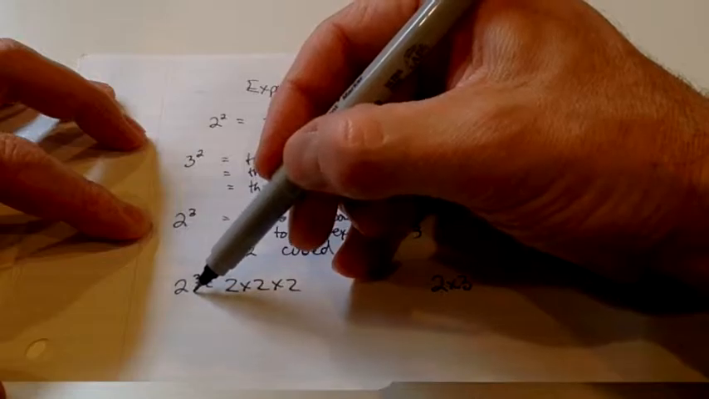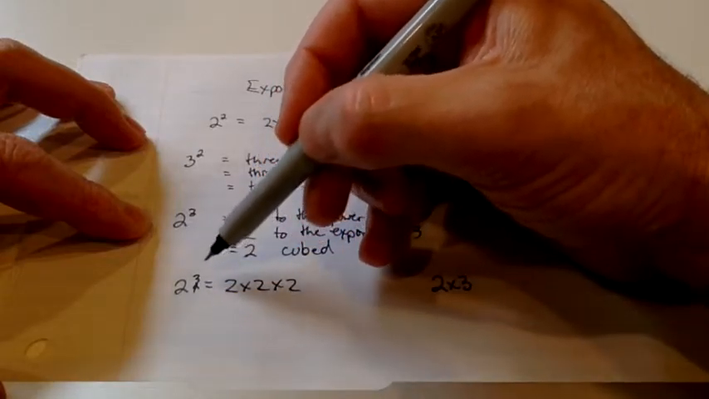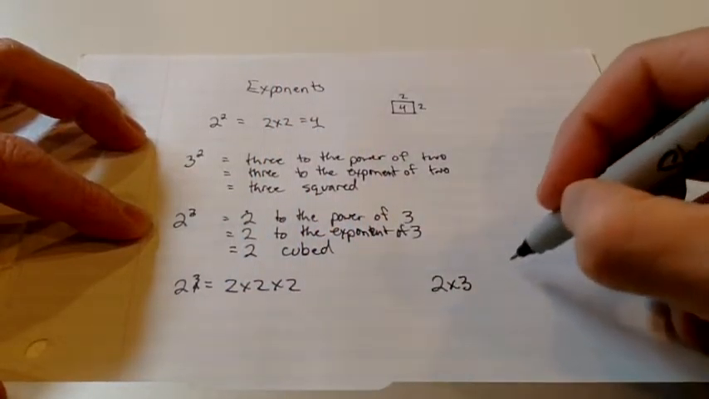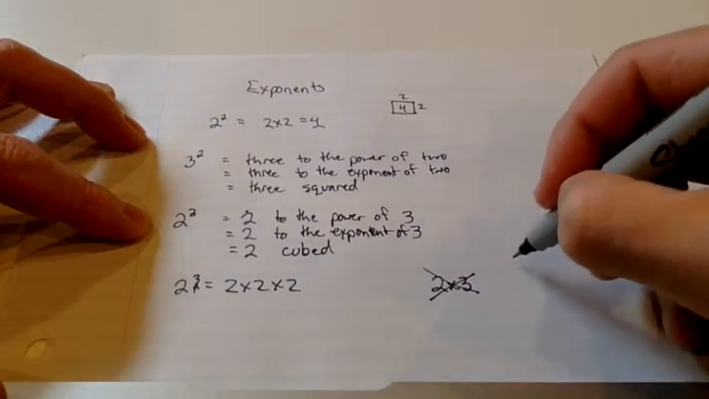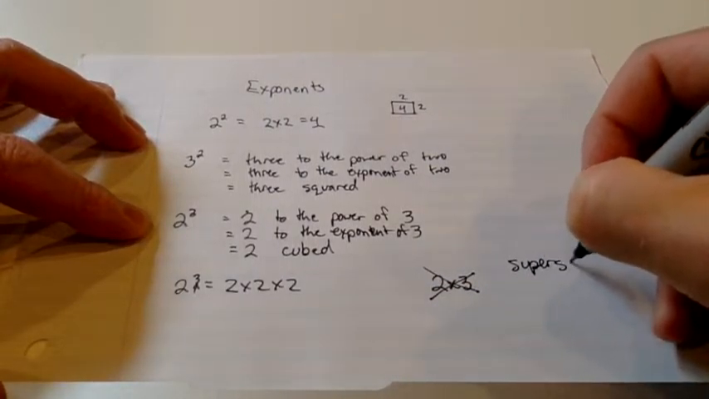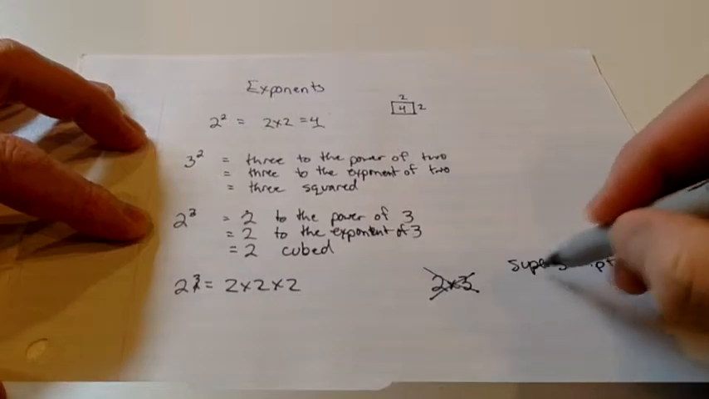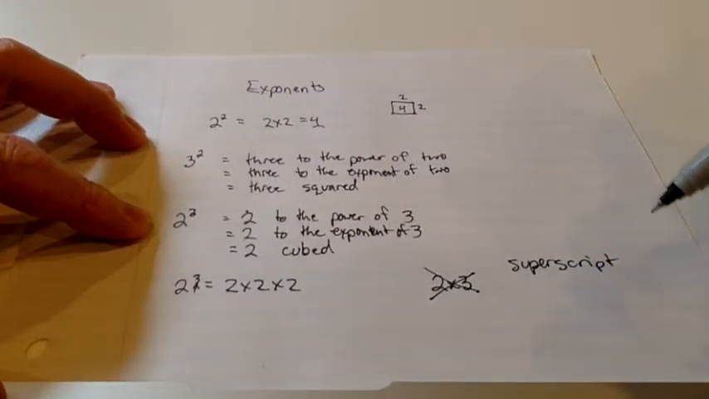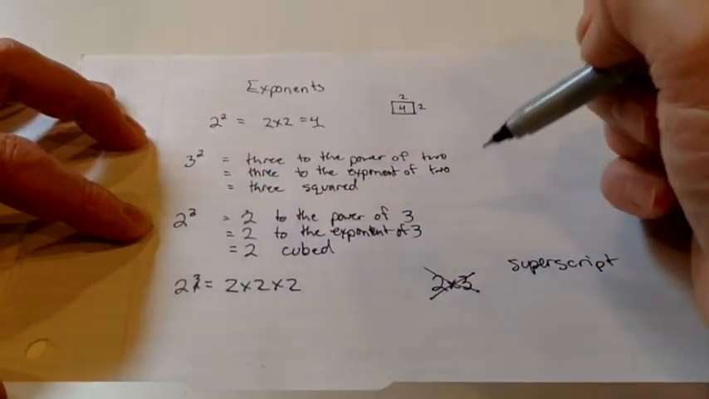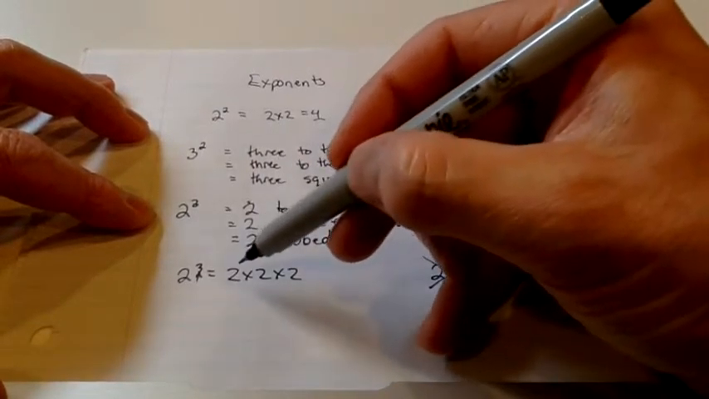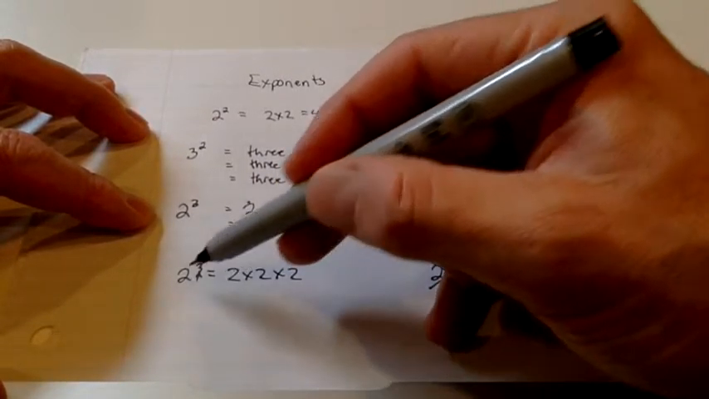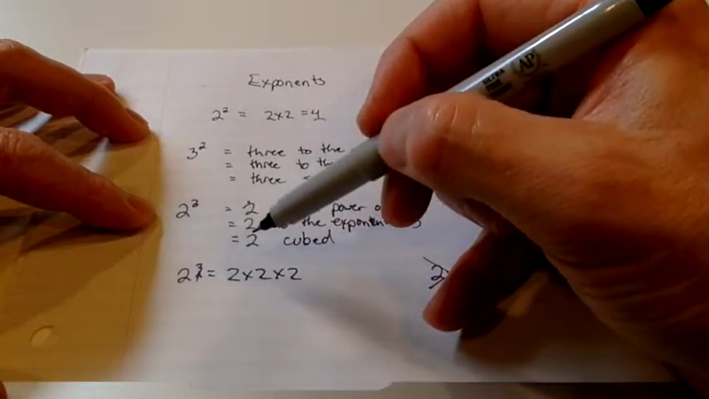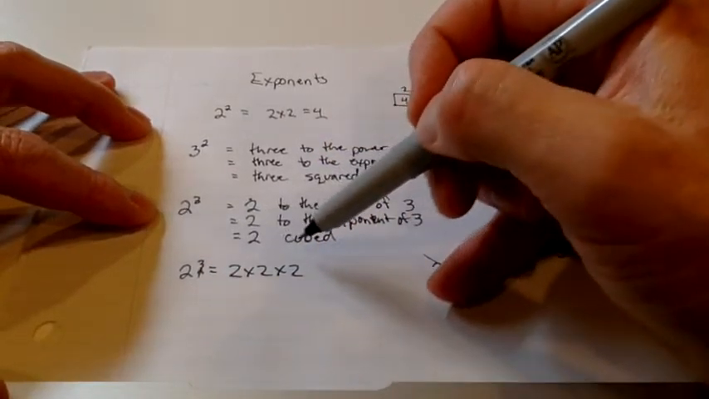This is raised above the line. We call that a superscript. Super just meaning above the line. Okay, 2 to the exponent of 3. It means that number, in this case the 2, is multiplied by itself 3 times.